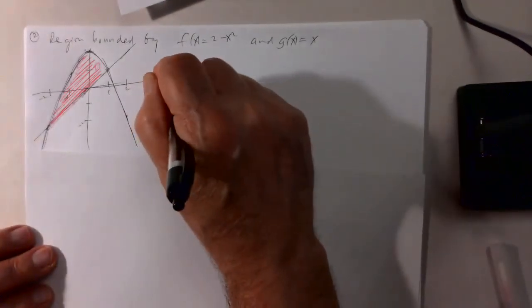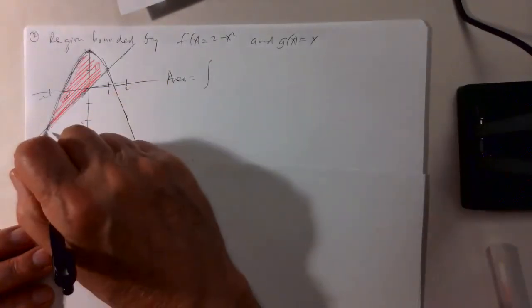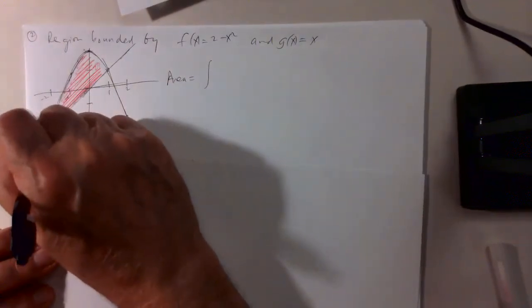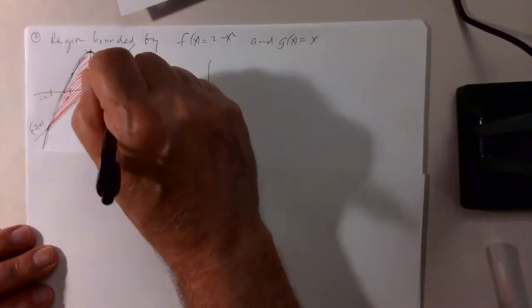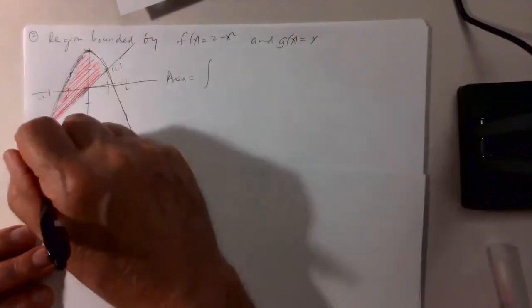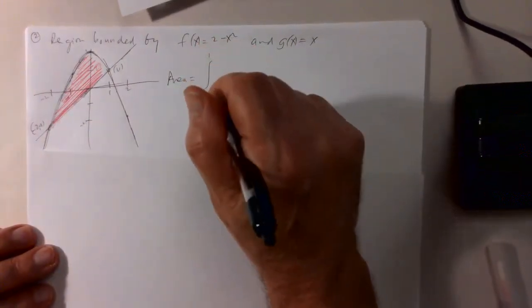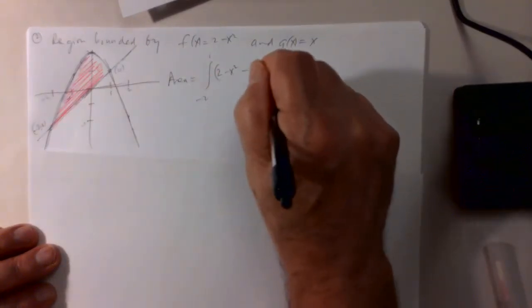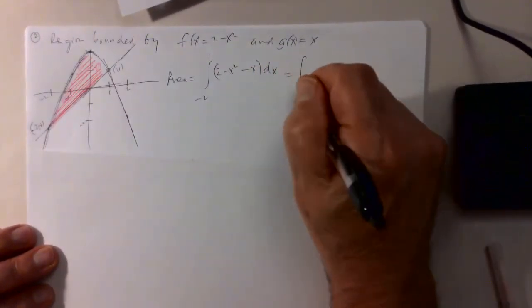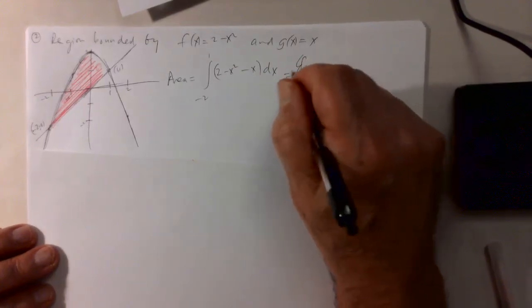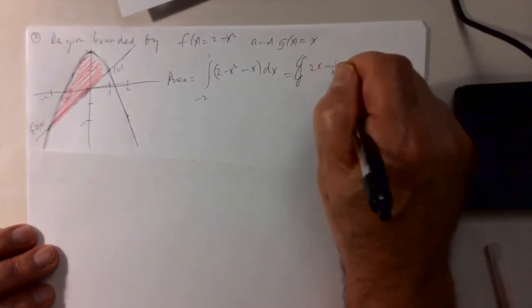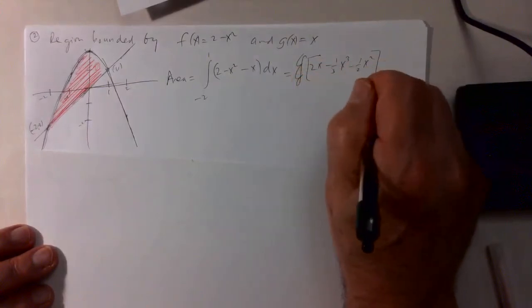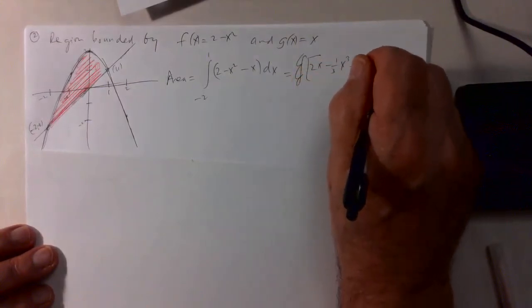So the area is equal to the integral. See, these lines intersect where? Here is the point minus 2, minus 2. And here is the point 1, 1. So it's the integral from negative 2 to plus 1 of the curve on top minus the curve on the bottom. Well, I can just write it down. That's 2x minus a third x cubed minus a half x squared, evaluated from minus 2 to 1.